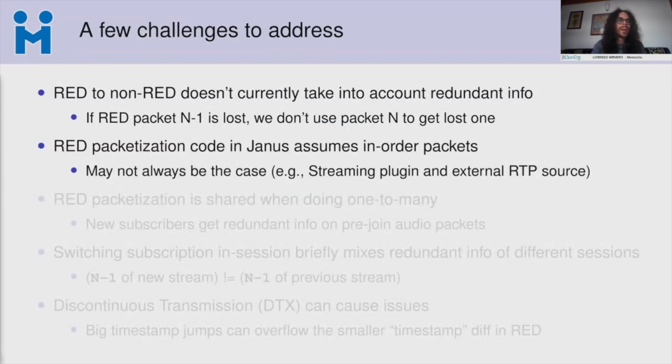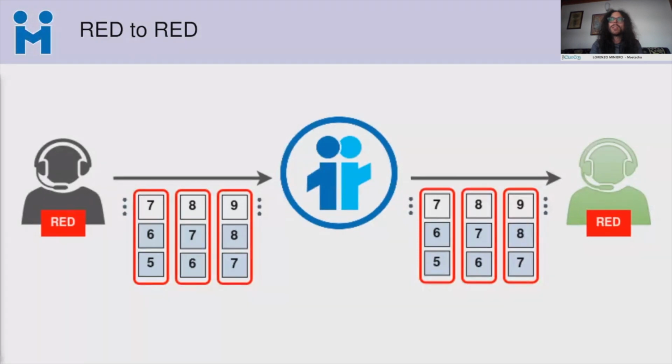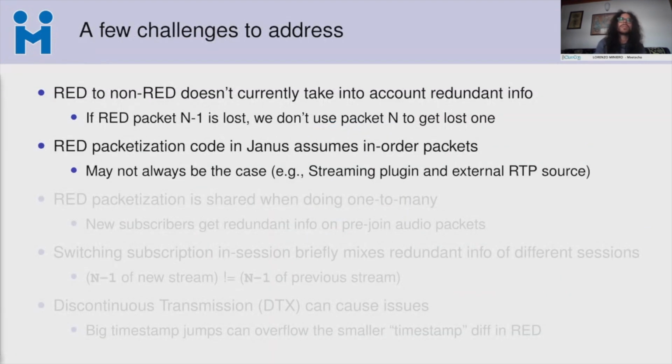There's also the problem that the red packetization in Janus currently assumes in-order packets, which may not always be the case, especially when we're actually ingesting RTP traffic from external sources, which means that in this packetization that we are doing here, if we receive, instead of 789, we receive 798, the red traffic here may actually be a bit weird, and so something that should actually be taken into account sooner or later before we actually merge this in production.